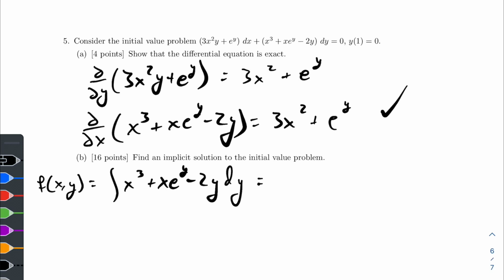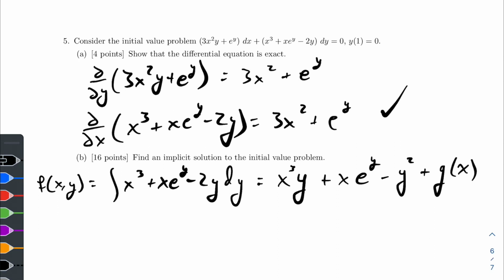So integrate that. x cubed is a constant, so x cubed integrated with respect to y is just x cubed times y. x e to the y, x is a constant, so constant times e to the y integrates to just constant e to the y. And then the integral of negative 2y is negative y squared. And then this is plus like a constant, which is a constant with respect to y, so it could have x's in it. So g of x.